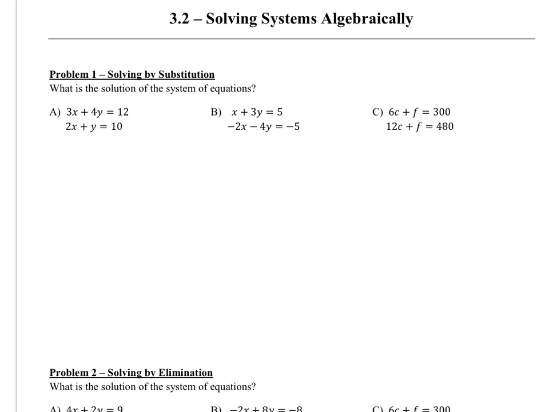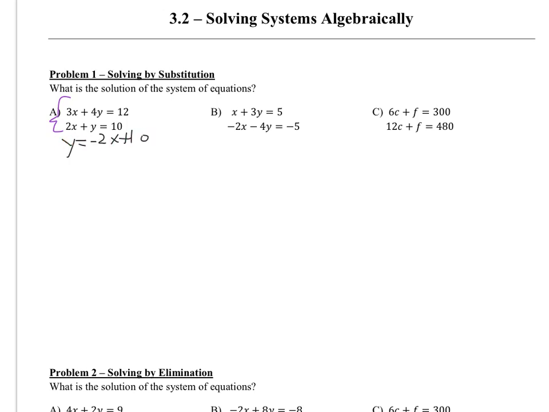When we solve by substitution, we want to get one of the two equations where one variable is completely by itself. So this is my system right here for A. If I look at my second equation, I'm going to use it because this y doesn't have a coefficient. It's really easy to solve for y because I'm going to subtract the 2x. So this equation would be y equals negative 2x plus 10. That's your first step: solve one of the two equations for one of the two variables.